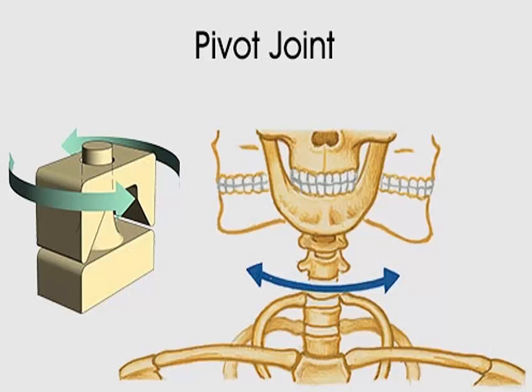Pivot joint. It's a bone capable of spinning along its longitudinal axis, such as the joint between the first 2 vertebrae. This spinning allows you to shake your head as if to say no. The spinning can go in either direction.